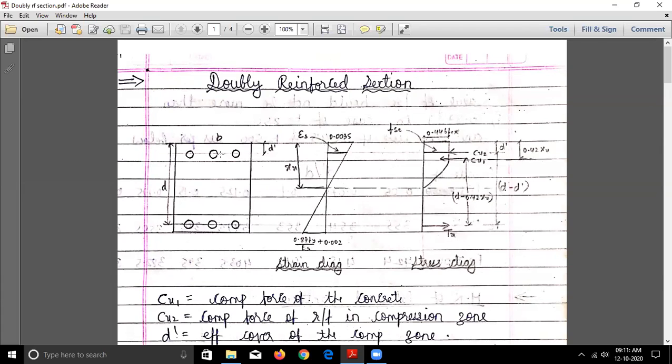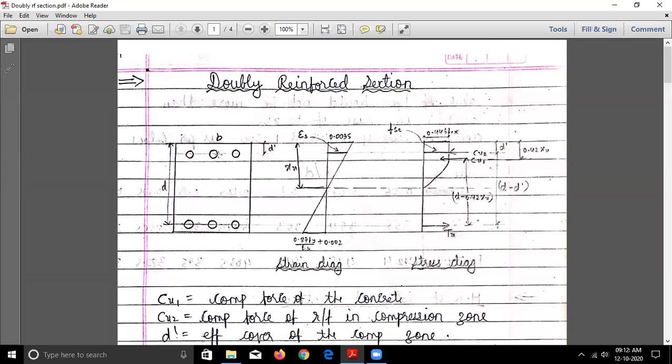Now, since the compression reinforcement is also included here, one more force will act, that is Cu2. Cu1 was already there, we have already seen Cu1. The distance from the top compression fiber is 0.42 xu, which we have already derived. The lever arm is d minus 0.42 xu. This Cu2 will act at the level where there is steel. Can you see, I have just drawn a line from the top level to the center of the bar; this is your Cu2.